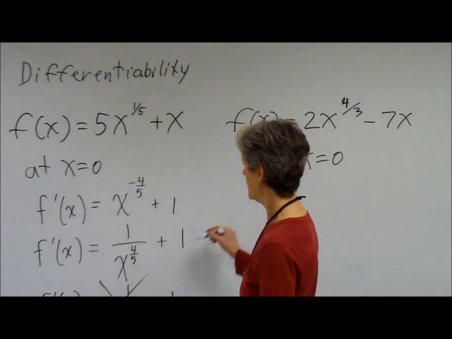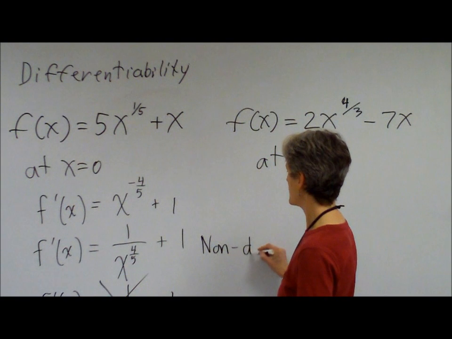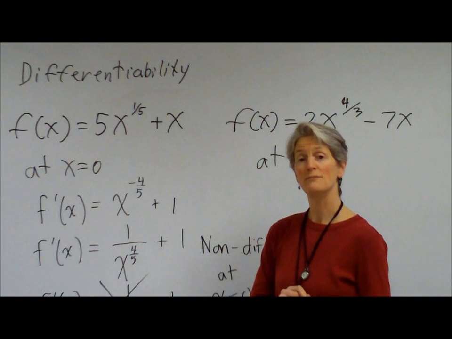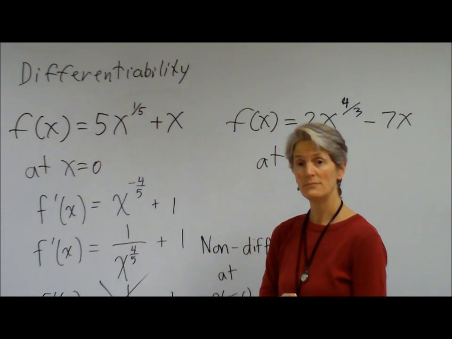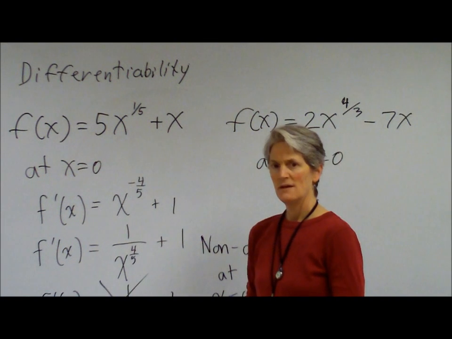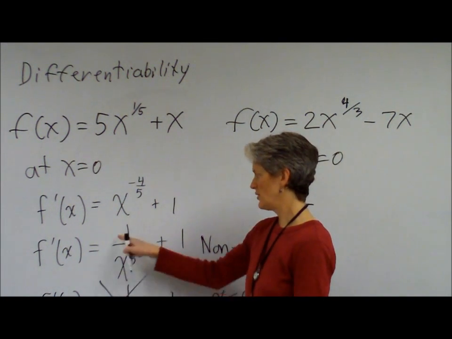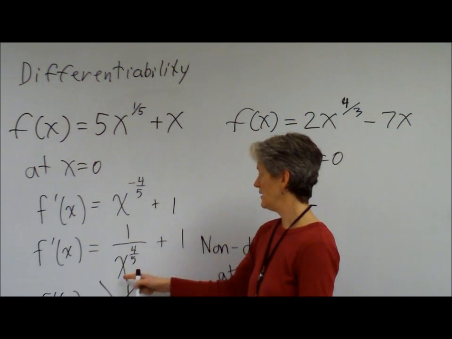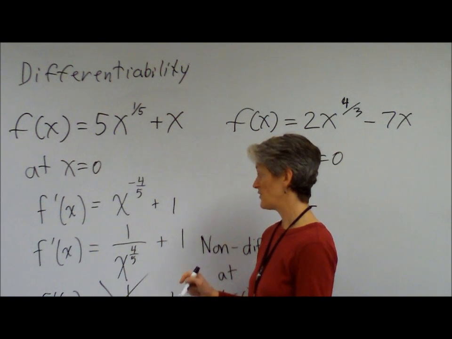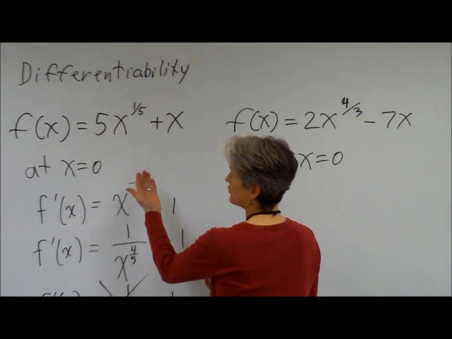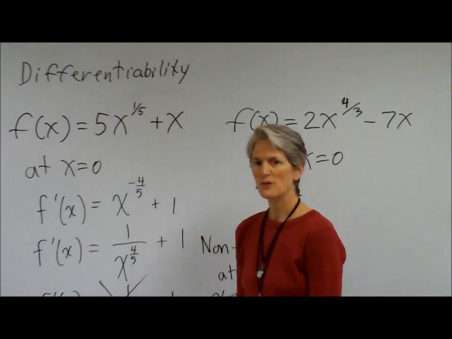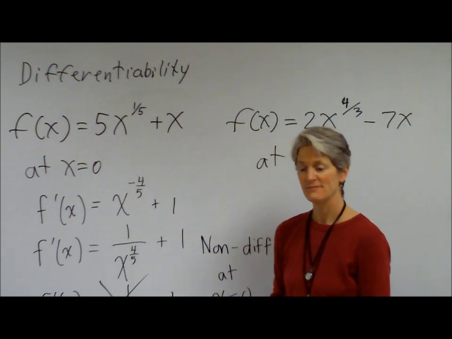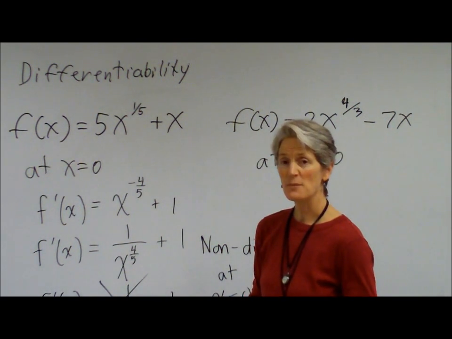at x equals 0. Now, if you put in another x value, could it be differentiable there? If I put in 1 here, 1 divided by 1 to the 4/5 is just 1. 1 plus 1 is 2. So when x is 1, the slope of this function is 2. But at 0, there's no derivative. It's non-differentiable, no derivative. Non-differentiable at x equals 0. I think I get it. Good. Should we try another example?